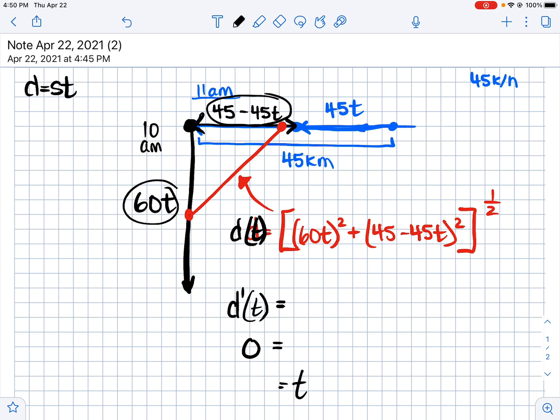So I'll finish the rest of this in class. But that's how you set it up, and then you just have to find the derivative. Hope that helps.